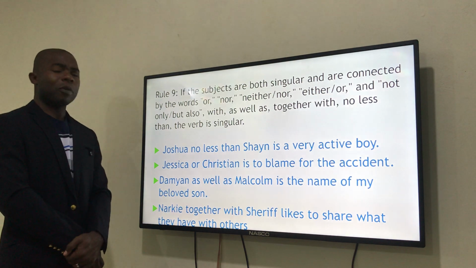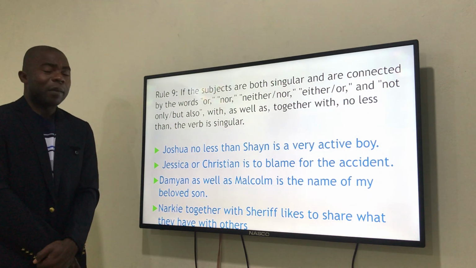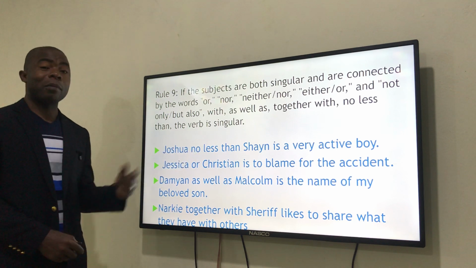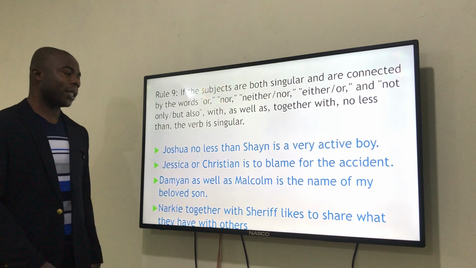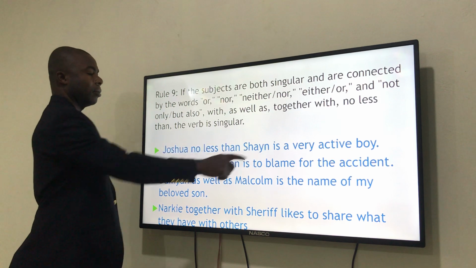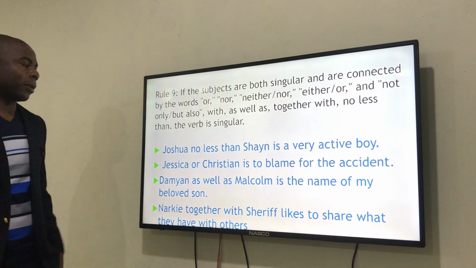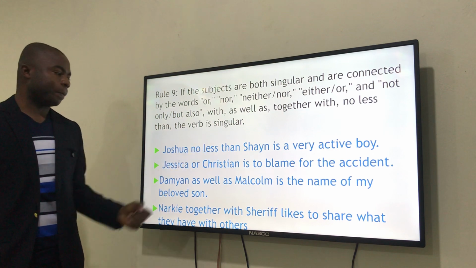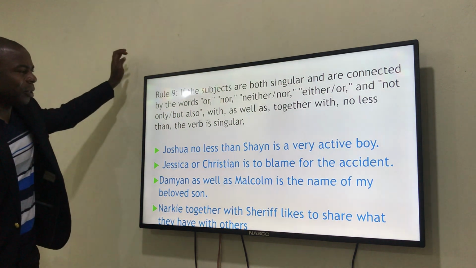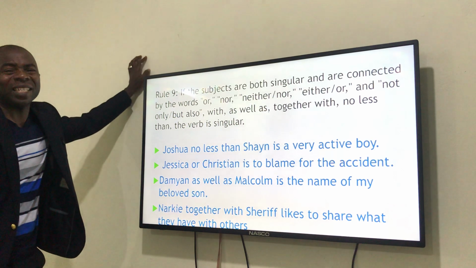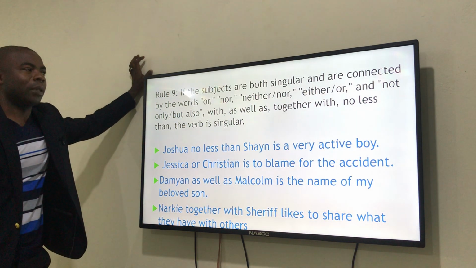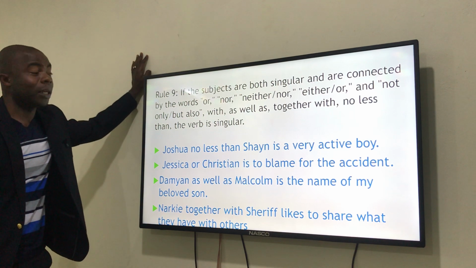We may be referring to both of them actually, because that's what the meaning is. But it's as if we're talking about Joshua more than Shane. So Joshua, no less than Shane, is a very active boy because of the connector. As I said, let's call it that way. They call them pseudo-conjunctions, but that's just a technical term. If you think about those terms, you get confused, so let's call them connector.